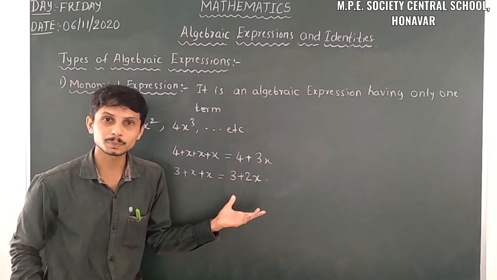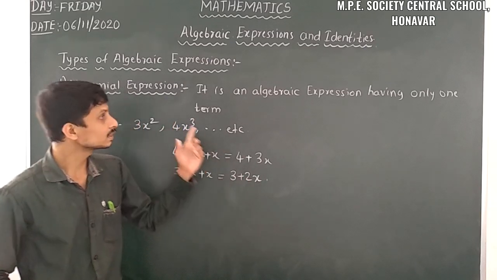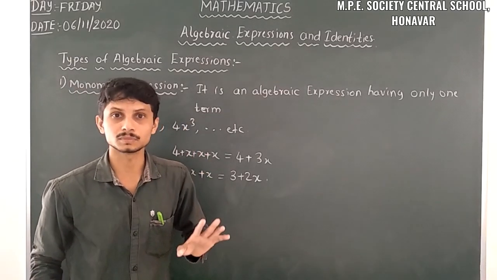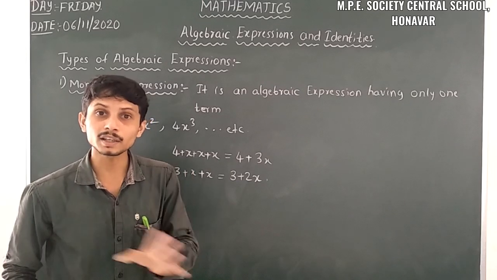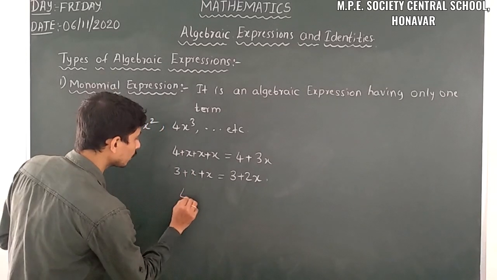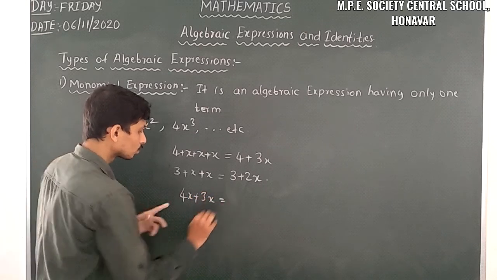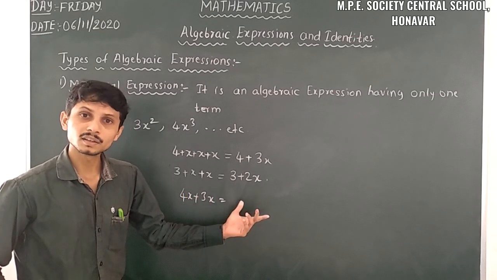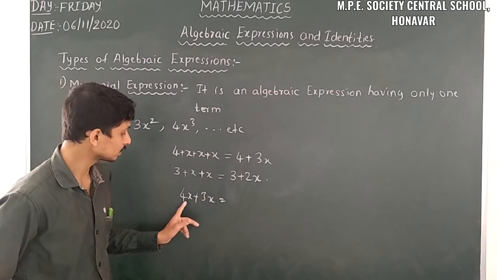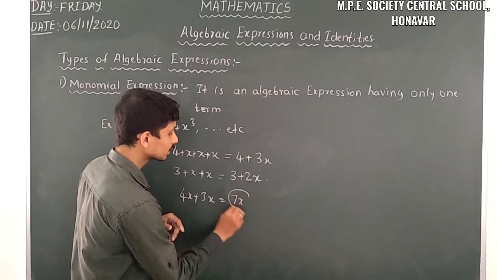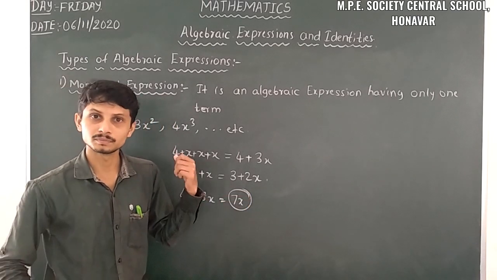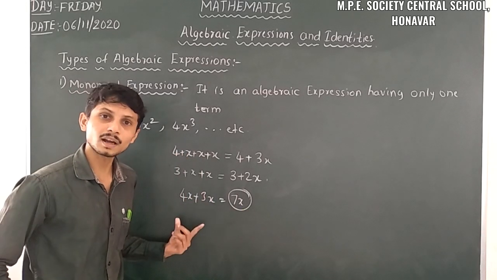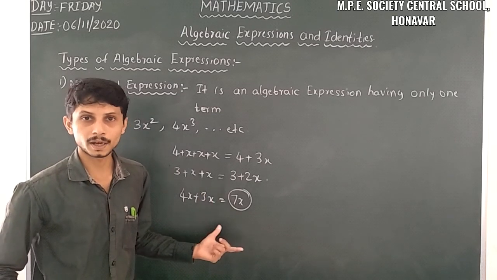So what is meant by binomial expression? It's an algebraic expression having only two unlike terms. Two unlike terms, not like terms. If we have like terms, for example, 4x plus 3x, those are two terms, but we can't take it as a binomial expression, because 4x plus 3x can be converted into 7x. That is a monomial. So this becomes a monomial. This can't be considered as a binomial expression.